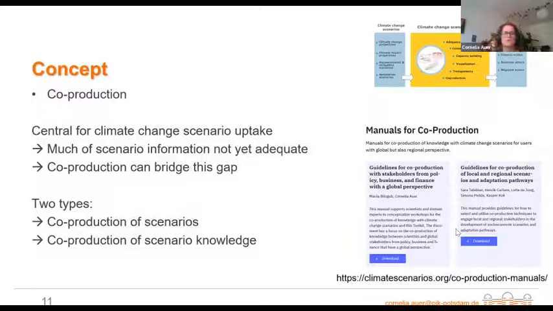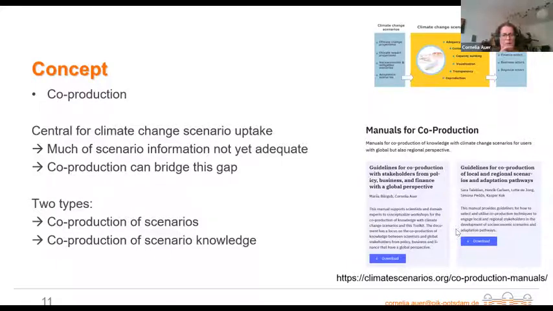We also distinguish between two types of co-production. There's a co-production of scenarios, but also the co-production of scenario knowledge. Like if now the IPCC report of Working Group 3 will be published, then sometimes it's not necessary to have yet another new set of scenarios, but rather to work with the existing scenarios and create scenario knowledge from that.